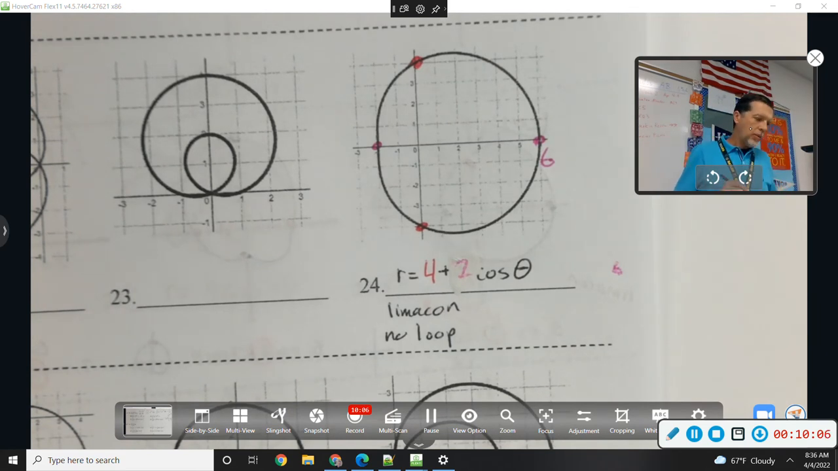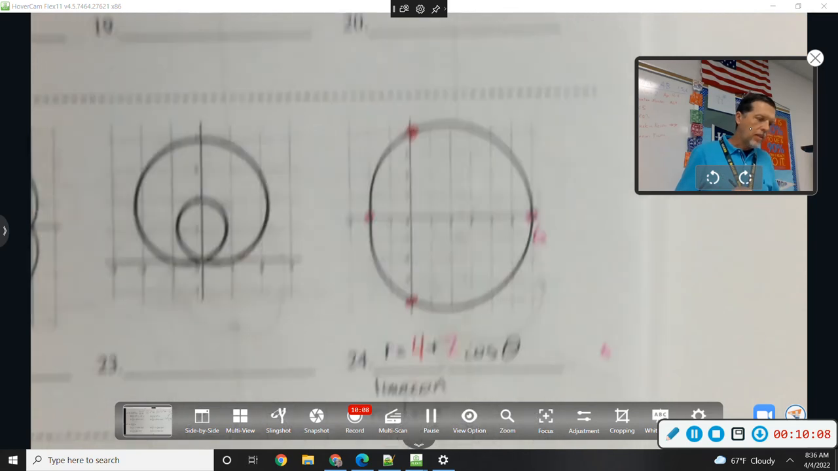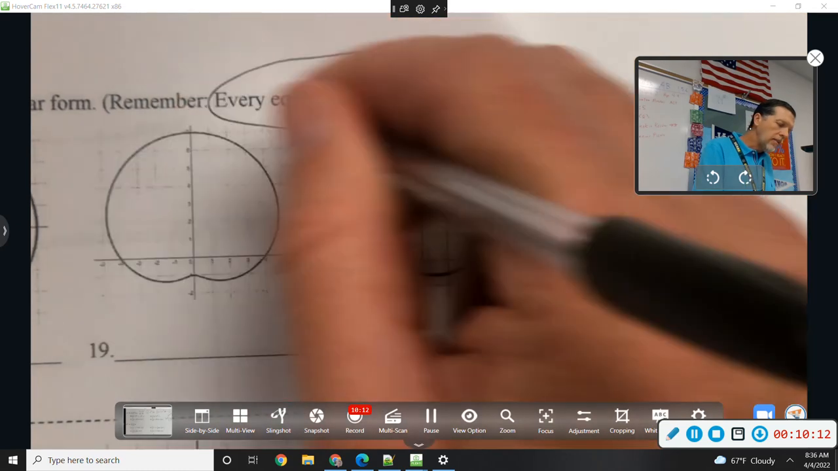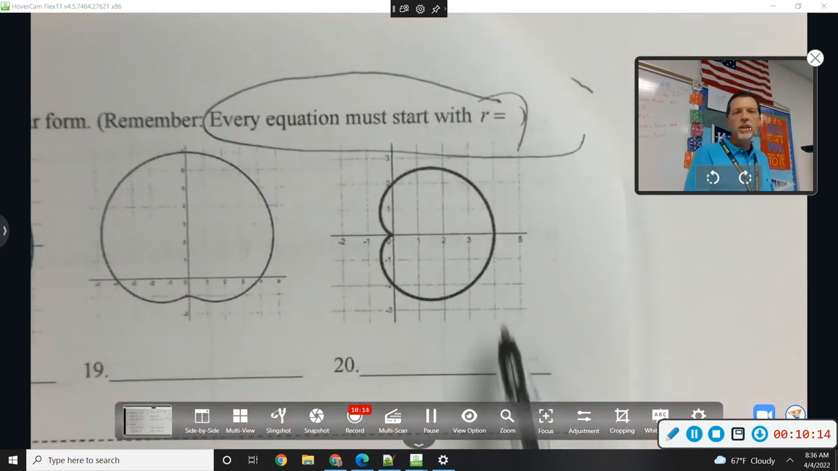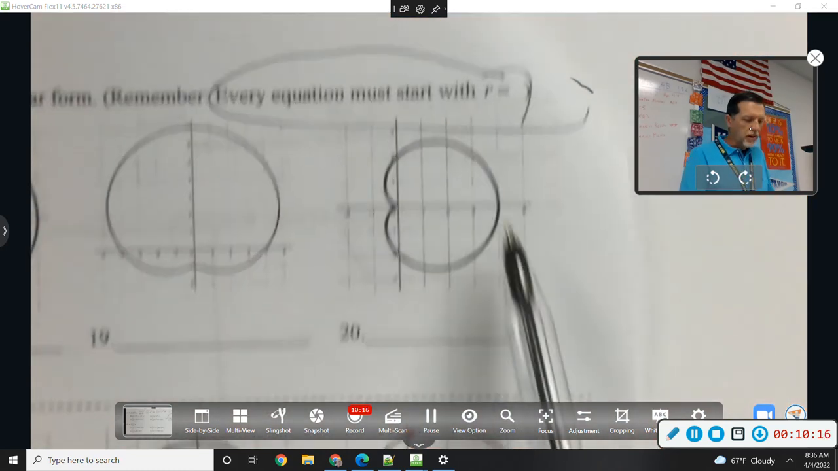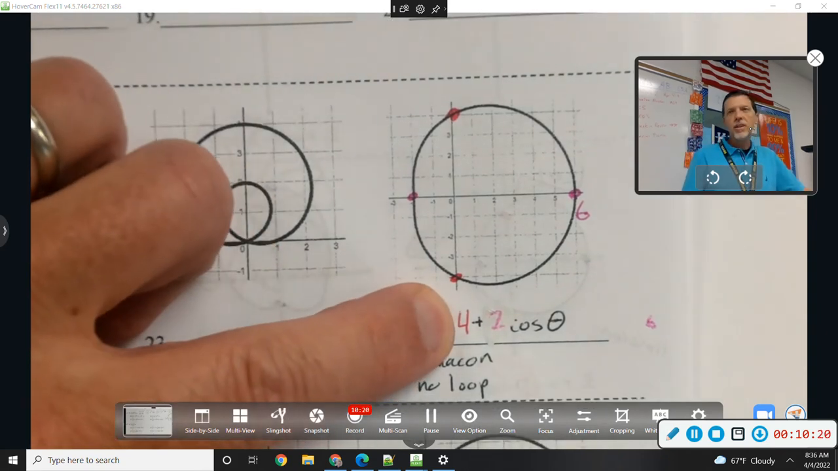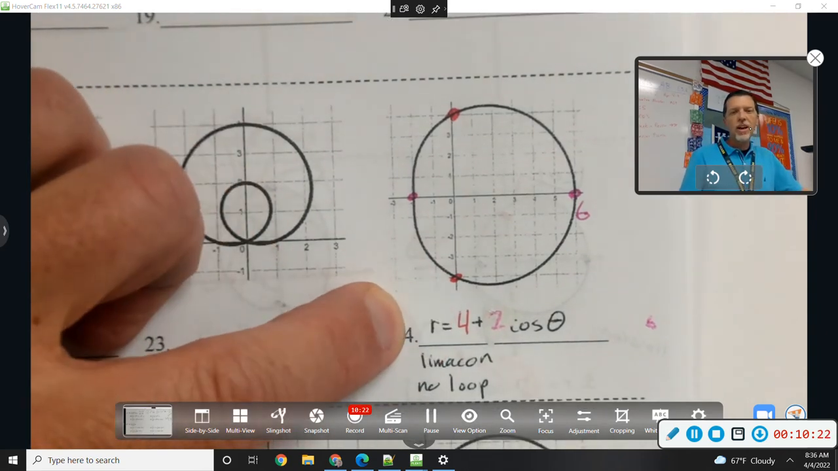And that is why we practice these equations, because there's a lot of stuff going on. Every equation must start with r equals. You're going to lose a point if you don't start with r equals. If you just put 4 plus 2 cosine theta, great job, but that's not an equation. You have to have r equals on there.